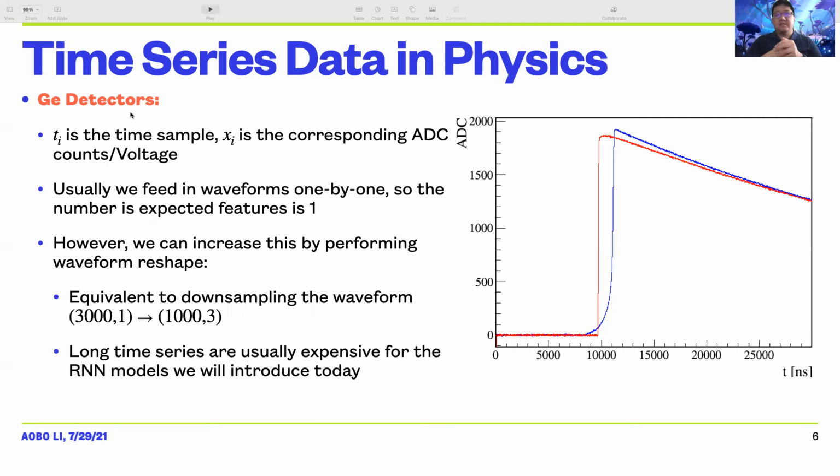However, we can increase the number of features by performing some kind of waveform reshape. For example, if your original waveform contains ADC counts in 3,000 different time samples, you can reshape it to 1,000 time samples, and each time sample contains 3 ADC counts. The reason we might want to do this is because long time series are usually expensive for the RNN-based models that we will introduce today. So this is just a useful trick to reduce the length of your time series.